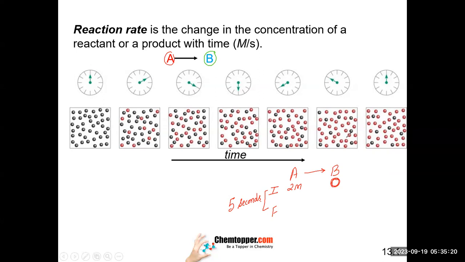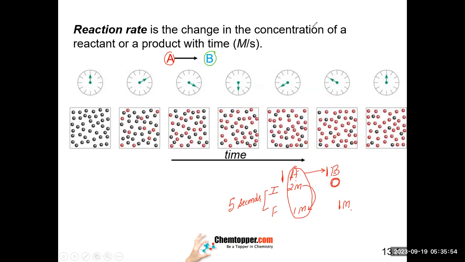Let's say final is 1 molar. If this 2 molar has become 1 molar, then what is the amount of B formed? 1 molar, very good. So as the A is decreasing, what is happening to B? Increasing. This decrease and increase is 1:1 because the coefficients are 1, 1, right?